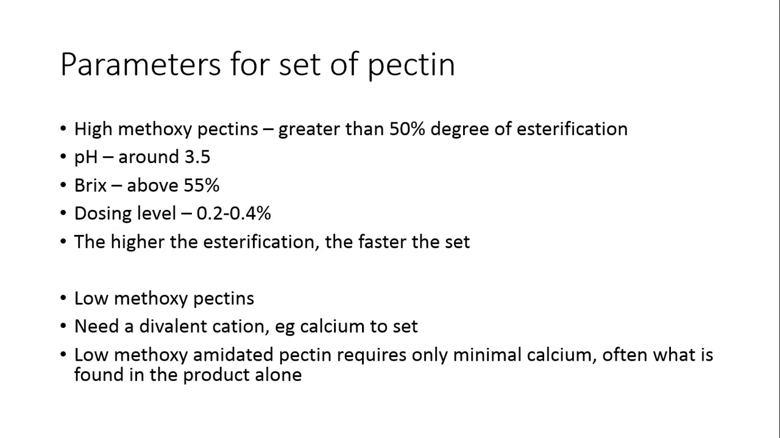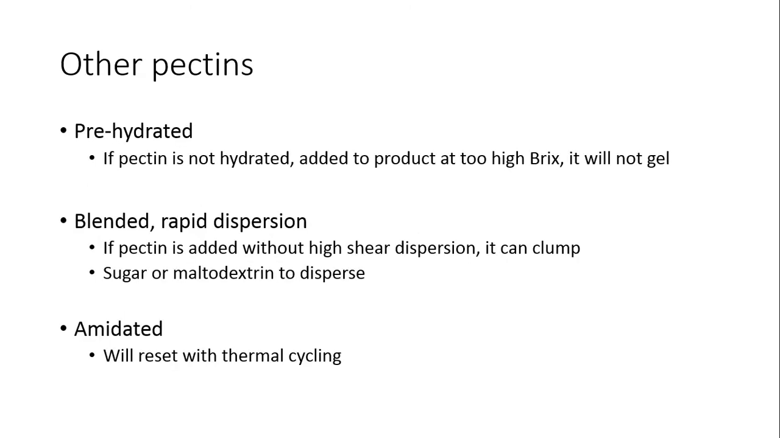And then the thing is, what's neat is if you have a low methoxy but high amidated pectin, then you really don't need a lot of calcium to get it to set, because the ammonia groups within the pectin, the amidation or ammonia groups, are going to provide some of that positive charge, which will help stabilize the pectin itself.